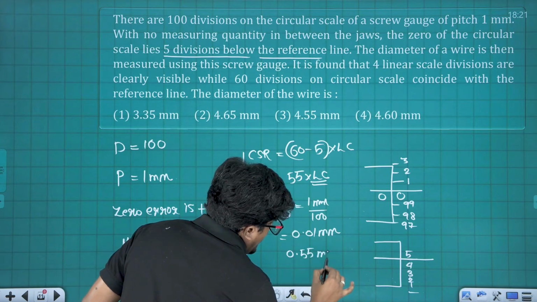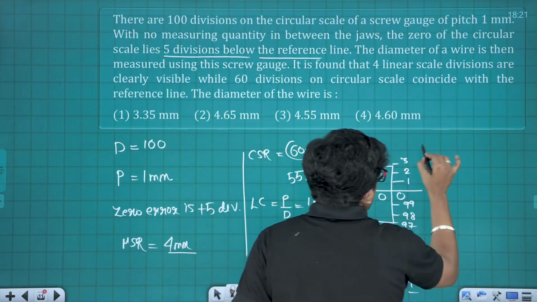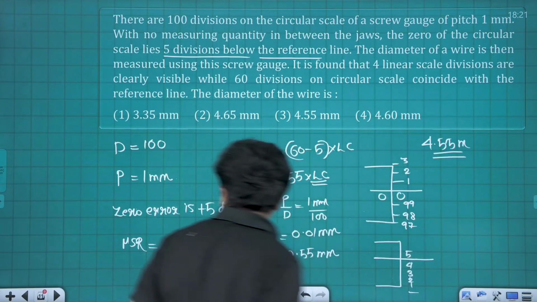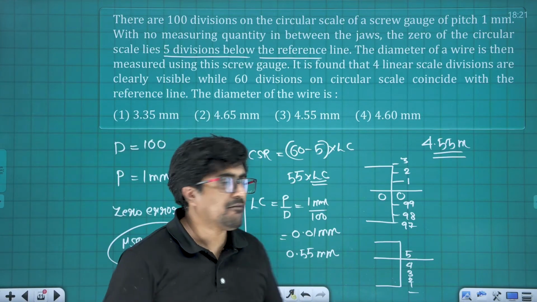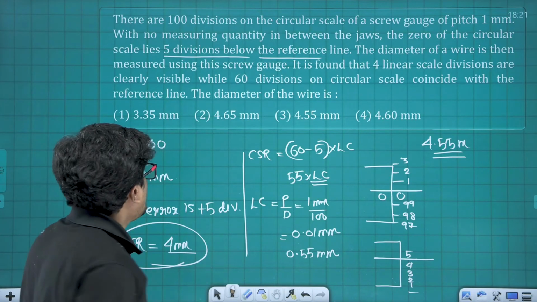0.55 mm. So my final answer is going to be 4.55 mm, because I have got the main scale reading as 4 mm. So 4 mm plus 0.5 mm is going to be what? 4.5 mm. Was that okay? Now let's move to the next.